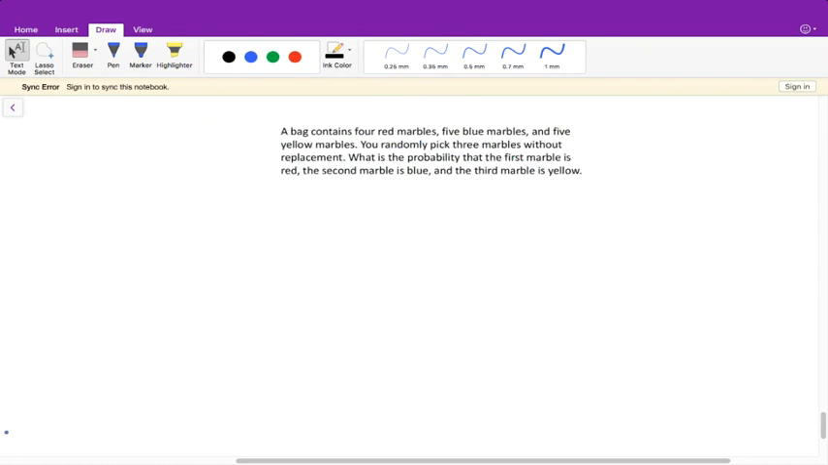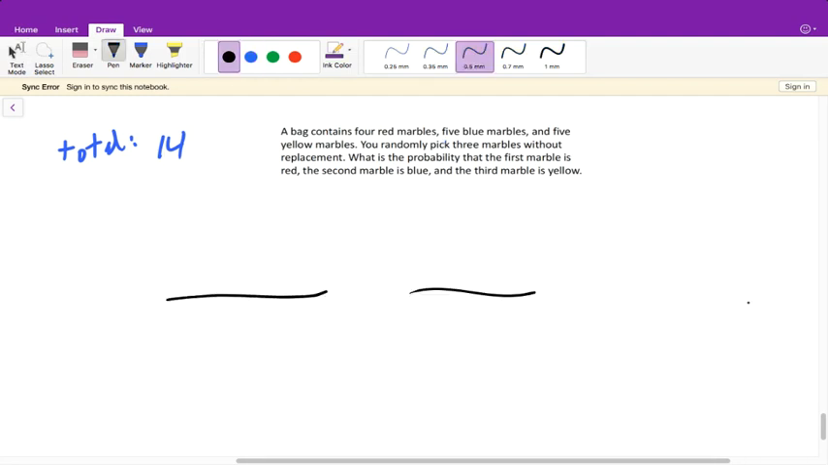All right, this one said we have a bag containing 4 red marbles, 5 blue marbles, and 5 yellow marbles. So let's just figure out our total right now. We have 4 red, 5 blue, and 5 yellow. So that means we have 14 total. You randomly pick 3 marbles without replacement. So that's telling me each one I'm not putting back in. So I have 3 marbles I'm picking.